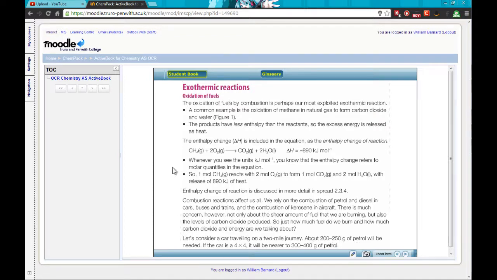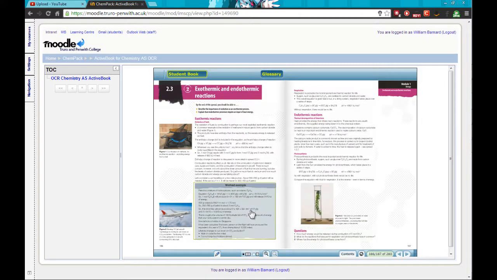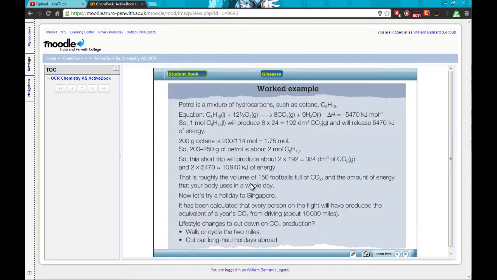So we'll just have a look at the bottom here. Considering a car travelling a 2 mile journey, so 250 grams of petrol will be needed. If the car is a 4x4, it's closer to 300 to 400 grams of petrol. So we just looked here.